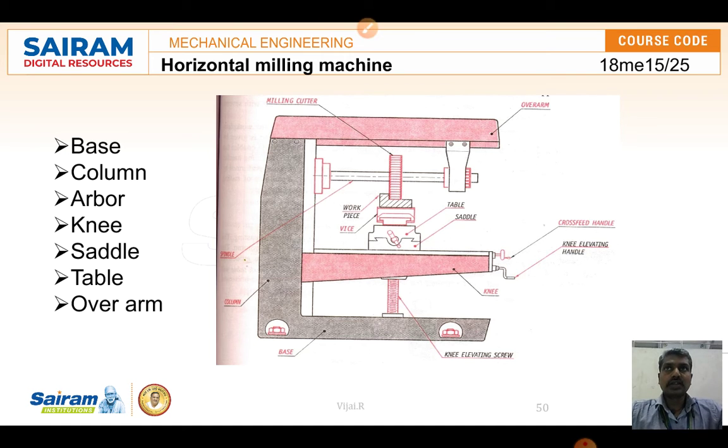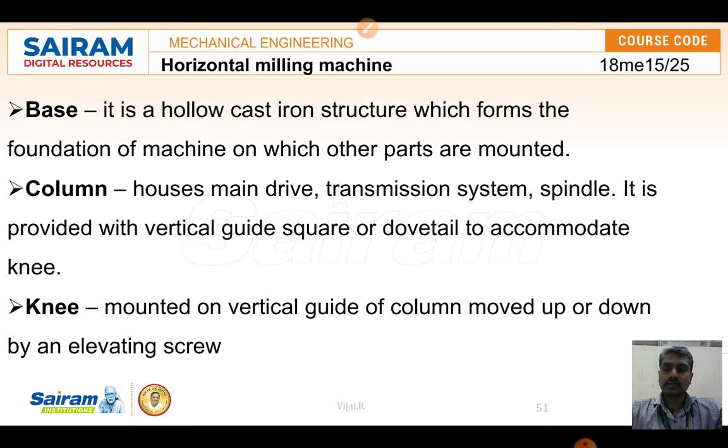First, a milling machine is a machine tool used for making components by removing material. First we will see the construction and then how it functions. It consists of the base, a column, an arbor, a knee, a saddle, a table and an overarm. The vertical column houses the main drive system and the transmission system on the spindle.